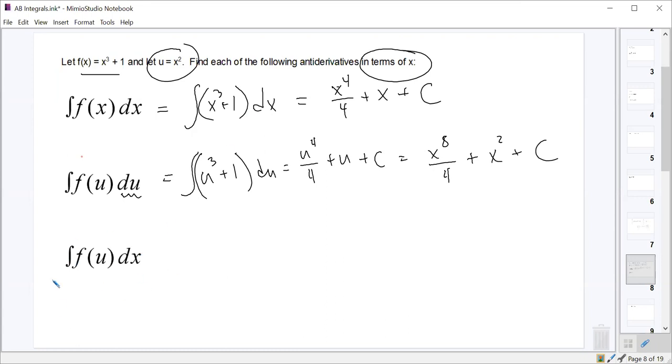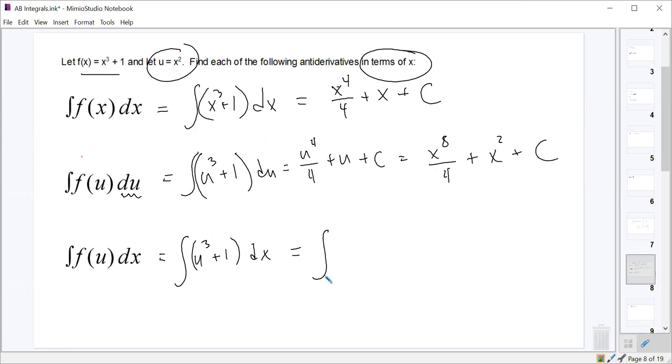Now what about this one, the integral of f of u dx? Well, what's f of u? We already said f of u is u cubed plus 1, but now we have a dx, and so I can't integrate this as u to the 4th over 4 plus u, because I need to integrate in terms of x, which means that I need to convert this u cubed plus 1 into terms of x before I integrate. Everybody good with that?